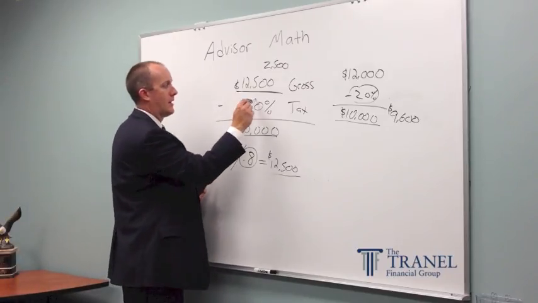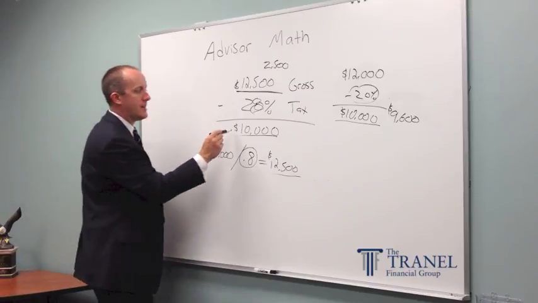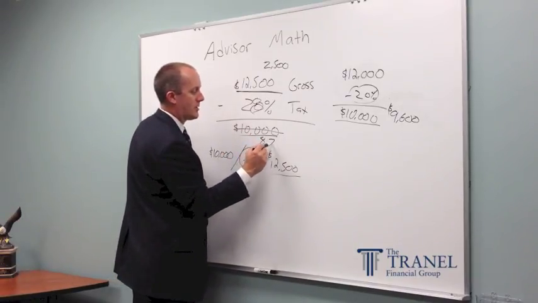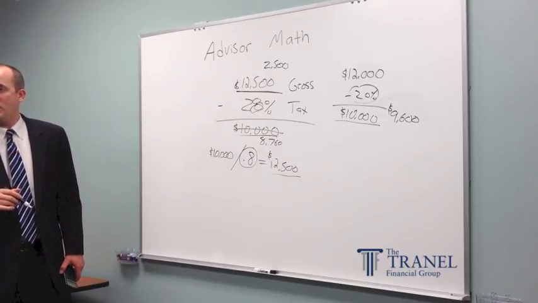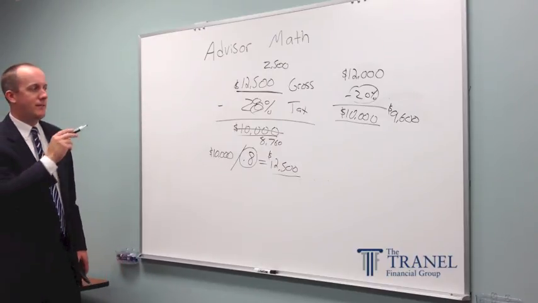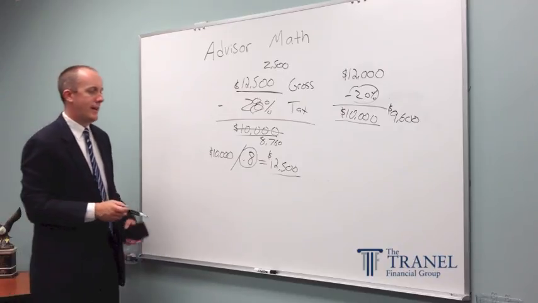It seems simple, but I promise you, when you're in front of a client and you figure the tax rate is 23% or 28%, or if the net number needs to be $8,760, it's not something you can simply do in your head. So you need to get very good at doing this on the fly in front of a client.